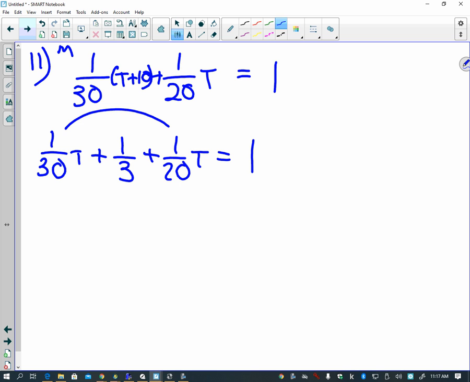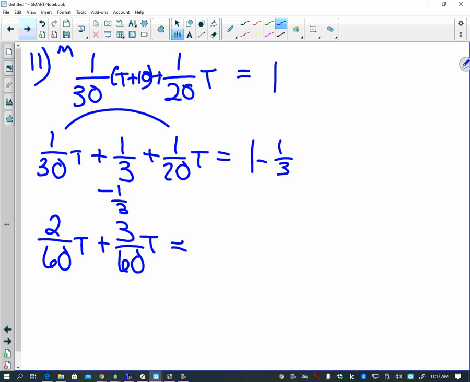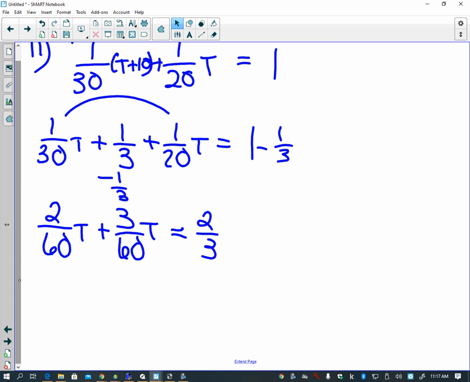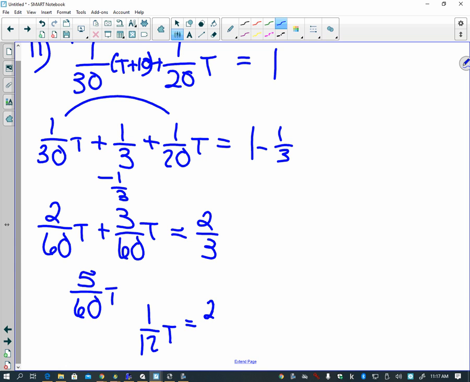Yep. All right, so that would be 2/60ths t plus 3/60ths t, right? We're going to subtract 1/3 from 1, which is going to be what, 2/3? That should be something we can just think about and get right, correct? 1 minus 1/3 leaves a remainder of 2/3. If you have to really think about it, you can. That's going to give me 5/60ths t, which can probably reduce to 1/12. So that's going to be 1/12 t equals 2/3.